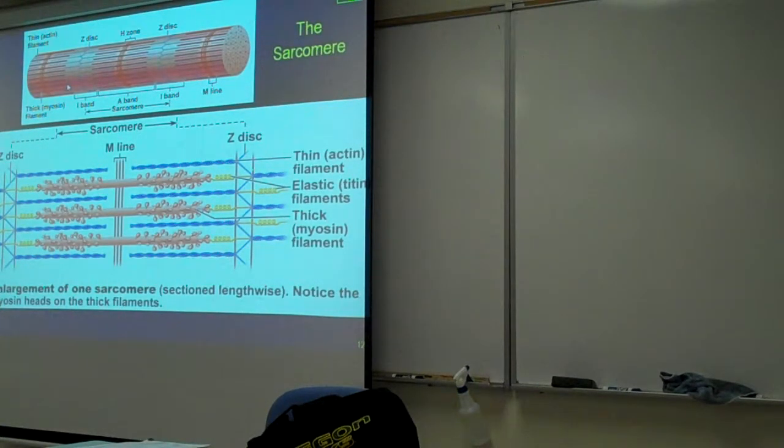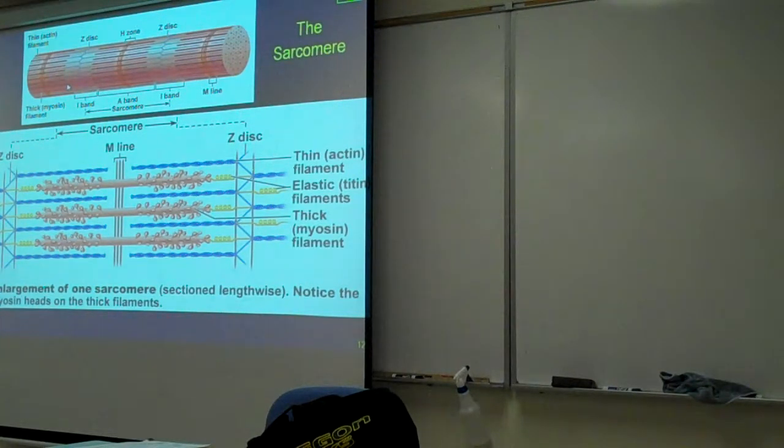What do you call the region where you have only thick filaments, no thin? H zone. Overlapping thin, no thick: I band. Overlapping thin and thick: A band. Name of proteins that form the M line. Myomesin. Name of proteins that form the Z disc. Alpha-actinin.